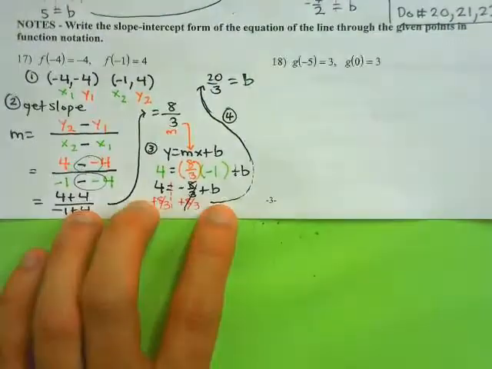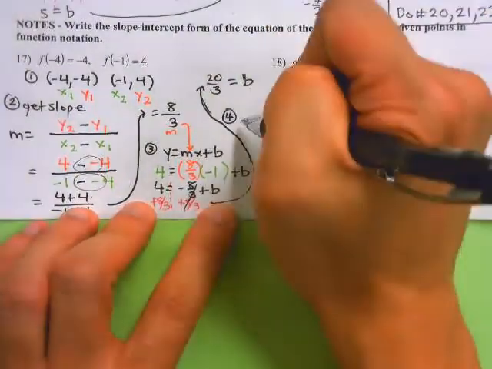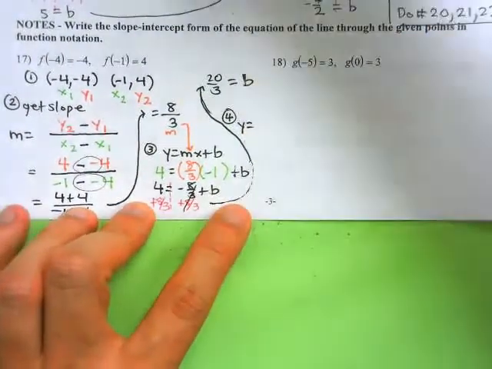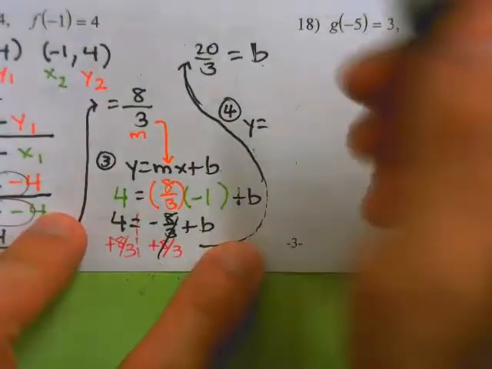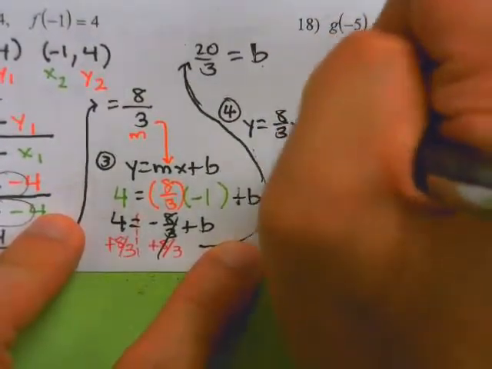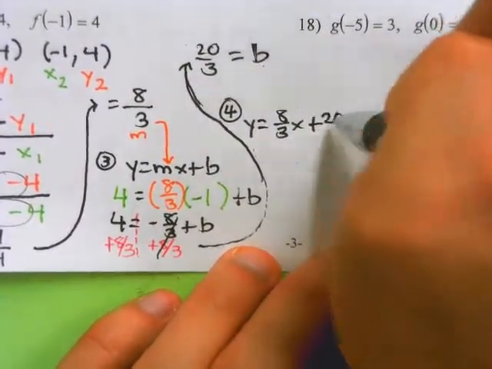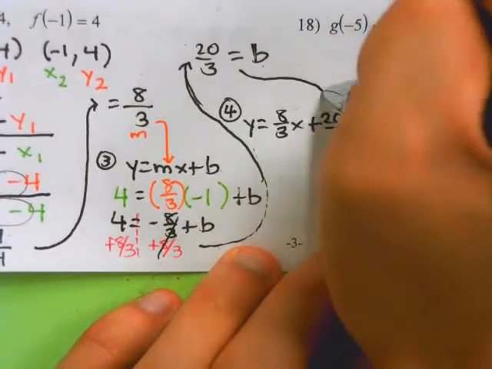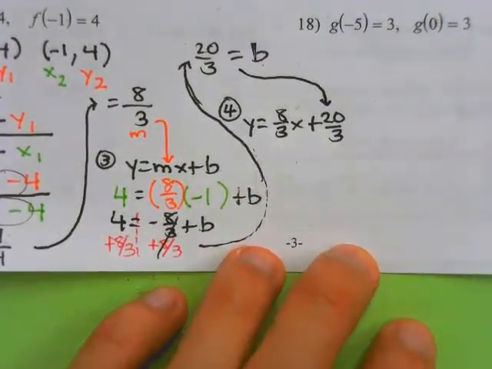Are we done? We're not done. We're almost, though. What's the equation? Y equals 8 over 3x plus 20 over 3. Yes. Yes, that's fine. 6 2/3 is the same thing.